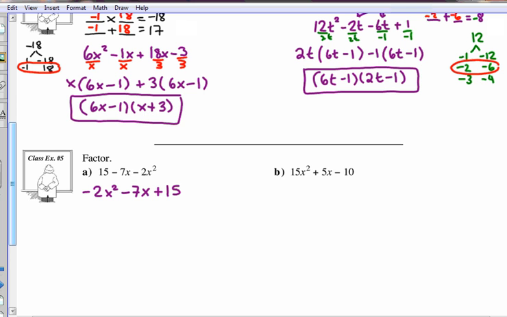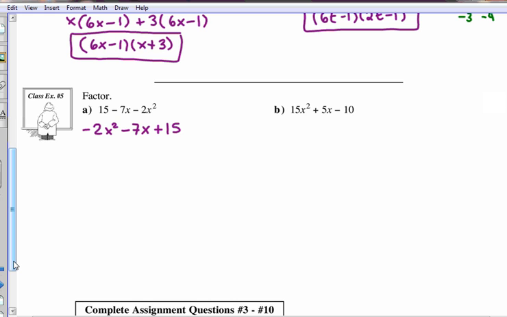Well, is there a greatest common factor? No. And is it simple or complex? Complex. But what's a little bit different is there's a negative in front. So what we're going to do is factor that negative out first.